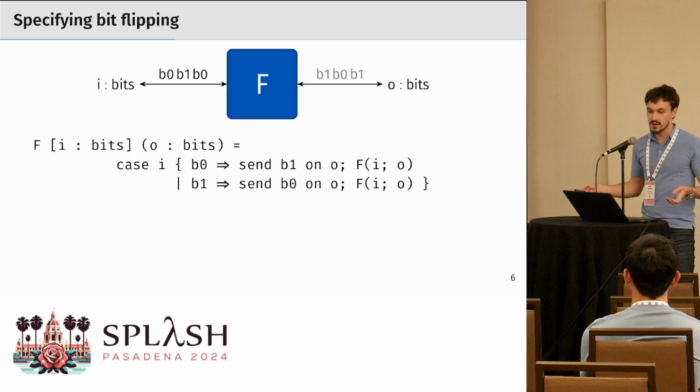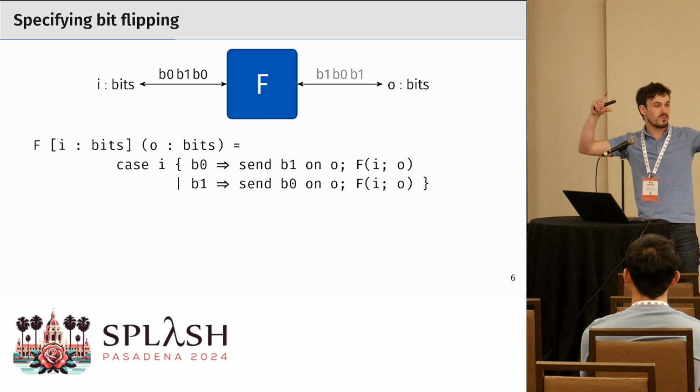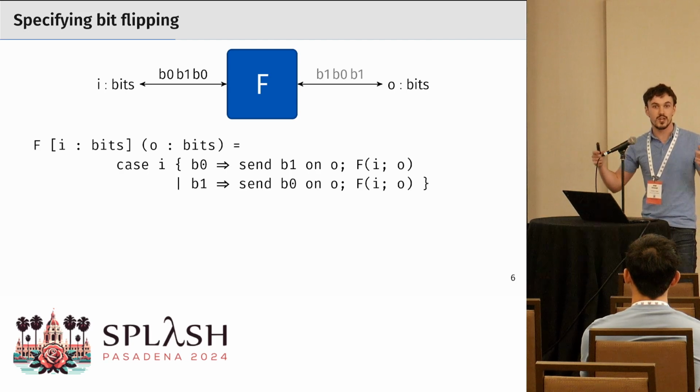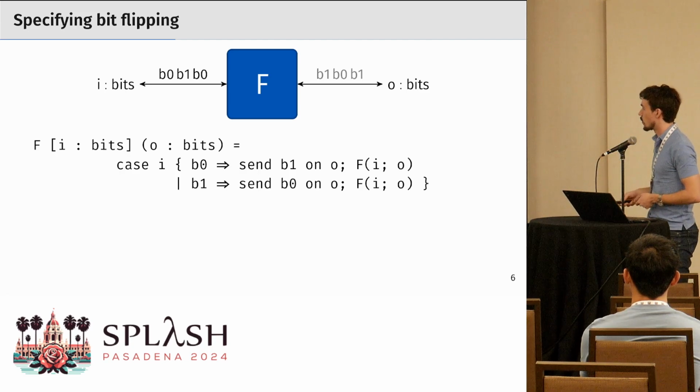And a natural thing we might want to do is specify a process that flips bits. So let's consider this process F. Our specification is that it's going to be a client of some channel I satisfying the bitstream protocol, and it's going to be a provider for a channel O satisfying the bitstream protocol. And what F is going to do is sit there listening on the channel I.